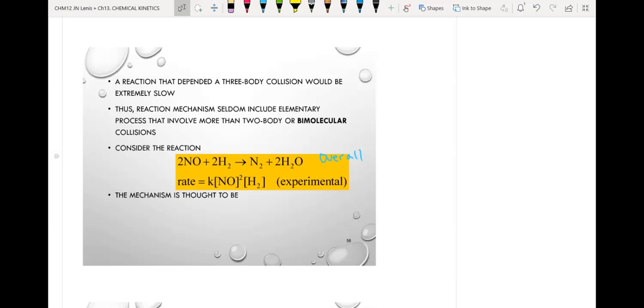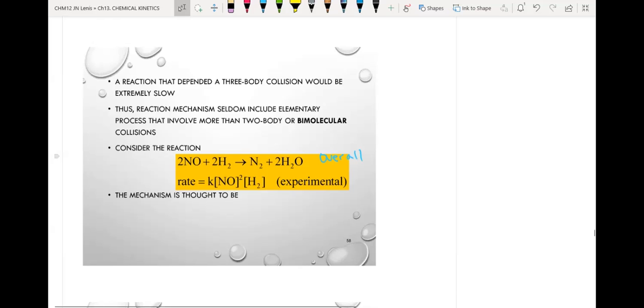What is the meaning of second order? Second order means that the concentration of NO affects the speed of the reaction. How? Every time you double the concentration of NO in that reaction, the speed quadruples. That's second order.